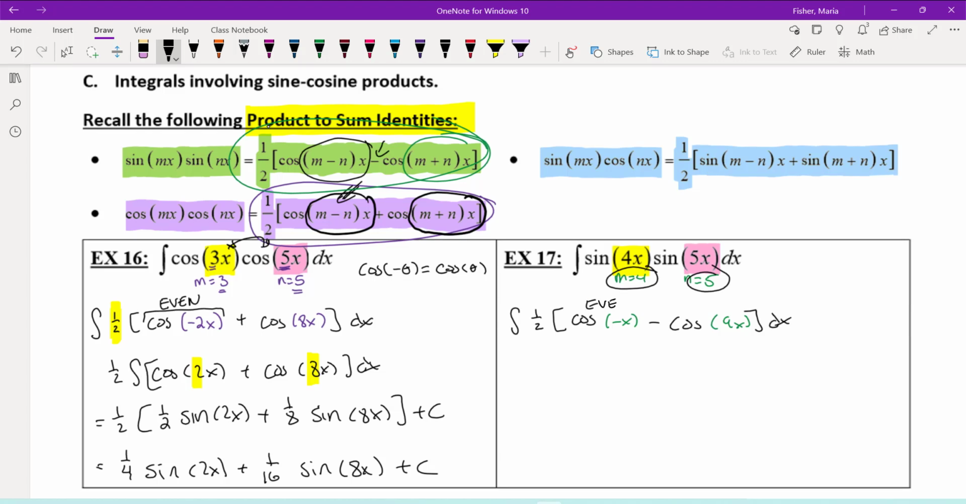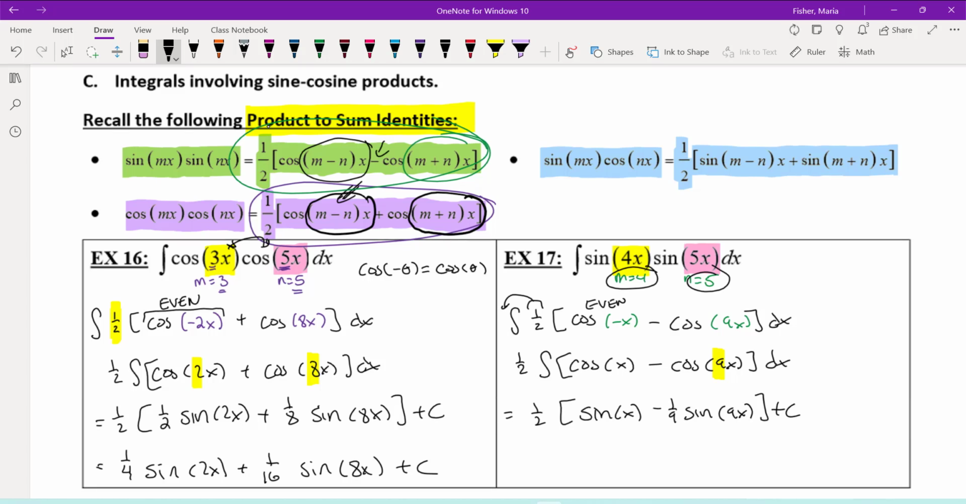We know that cosine is an even function, so we rewrite this, also factoring out that constant multiplier, as the cosine of just x minus the cosine of 9x dx. Now we integrate. The integral of the cosine of x is just the sine of x, and the integral of the cosine of 9x is 1/9 the sine of 9x plus c. Lastly, we distribute the 1/2, and we get 1/2 sine of x minus 1/18 sine of 9x plus c. That's it for trigonometric integrals.